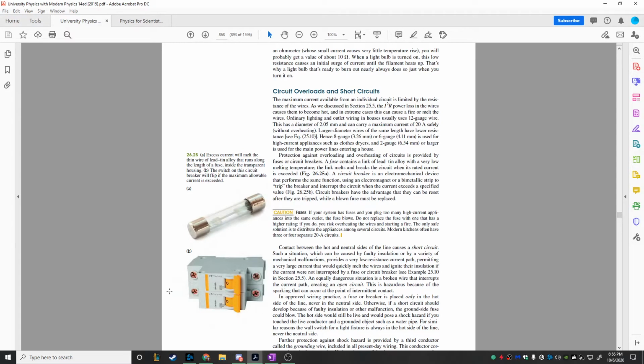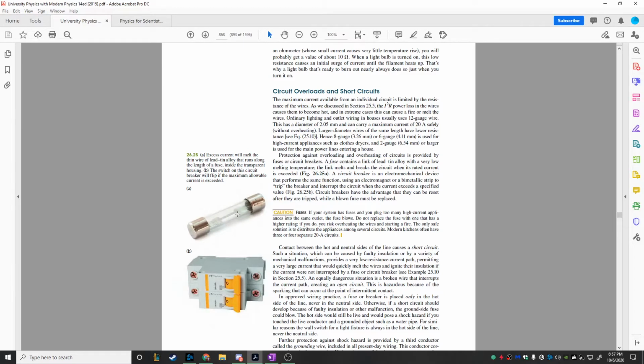Most of your homes these days are probably wired with circuit breakers. You may have cars that still have fuses in them. I know a lot of the electrical equipment that we use at the school has fuses in it, which are designed to make sure things don't have too much current flowing through them. A fuse is basically described right here.